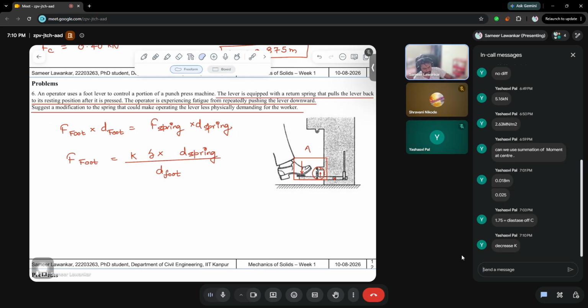It's basic. So what is our aim? Our aim is to make the work less demanding for the operator, the worker who is trying to push and pull the lever. So in one sense or another, we want the value of F foot to be lowered. Now, we cannot reduce the deflection here, because that amount of deflection is required so that the punching machine may work. D spring and D foot are constant. So the only thing remaining is K. So basically we need to use a spring with a lower spring constant.